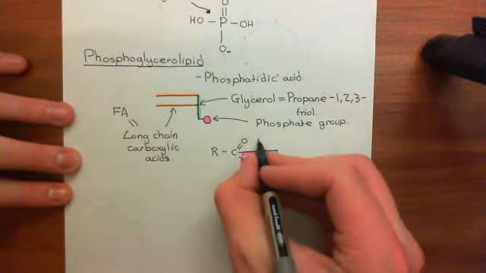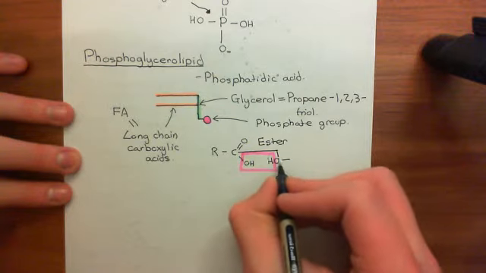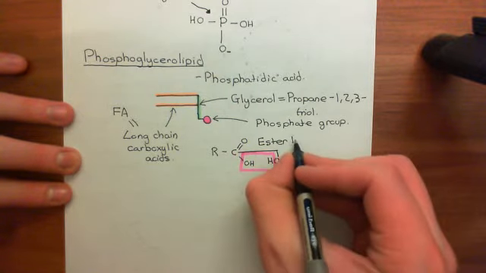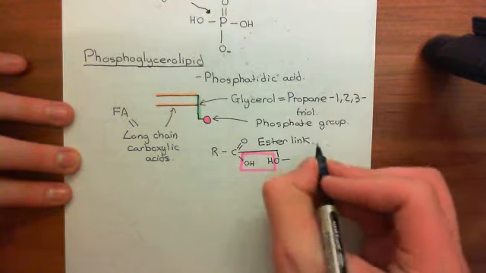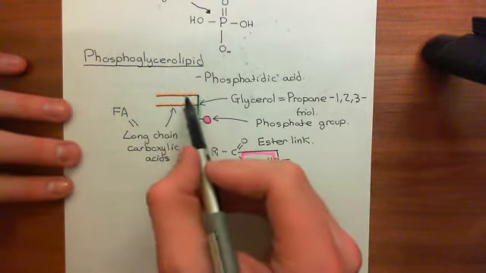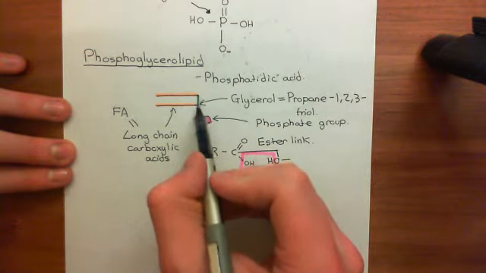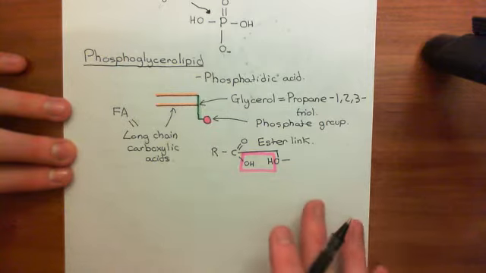And this link that you get here between this carboxylic acid group carbon and the oxygen of the alcohol group is known as an ester link. So that's what is meant by an ester link. That's how these long-chain carboxylic acids have been linked onto the first and second alcohol groups of our glycerol molecule.